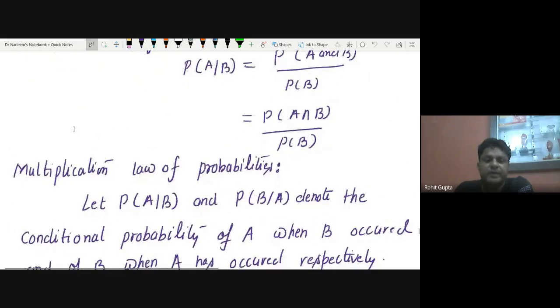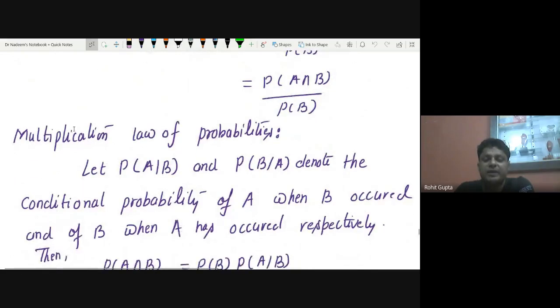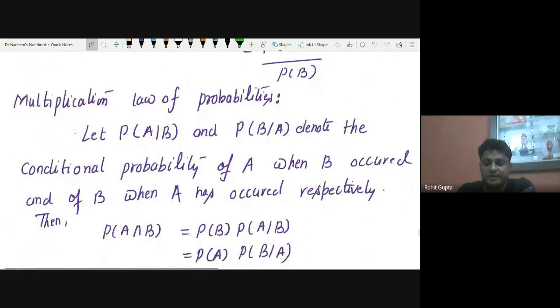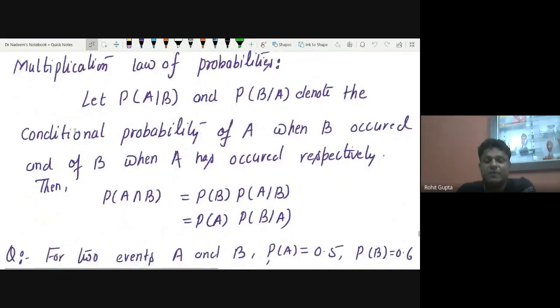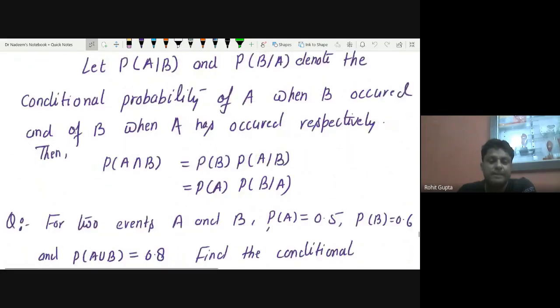Okay. Multiplication law of probability. Let the probabilities of A and B occurring be P(A) and P(B), and let P(A|B) and P(B|A) denote the conditional probability of A when B has occurred and of B when A has occurred, respectively. Then the probability of the intersection of A and B is P(B) times P(A|B), and also P(A) times P(B|A).